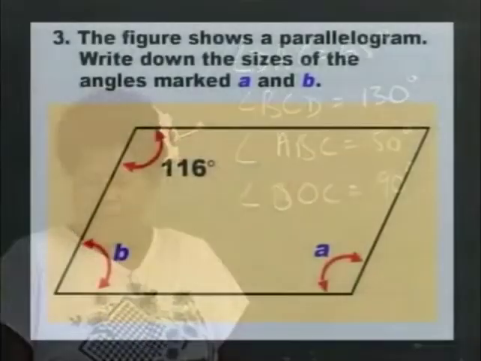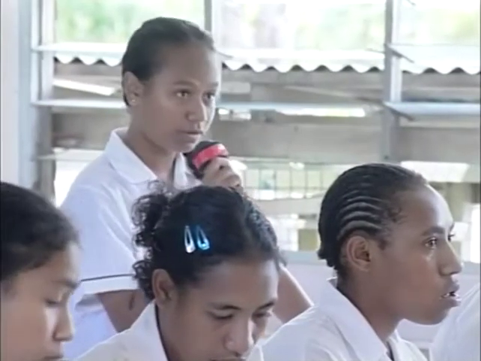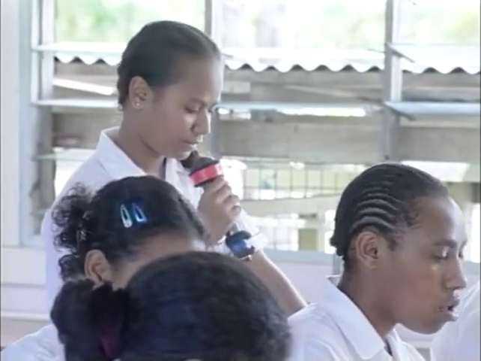The figure shows a parallelogram. Write down the sizes of angles marked A and B. Anyone wants to answer that question? Garonamo? Very easy. A is equal to 116 degrees. B is equal to 64 degrees.